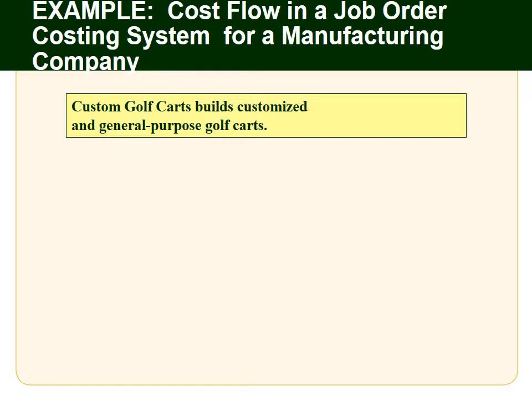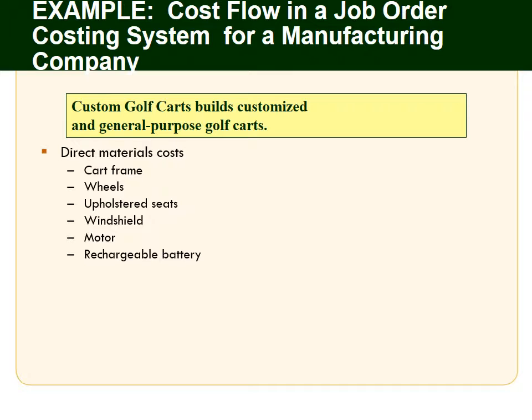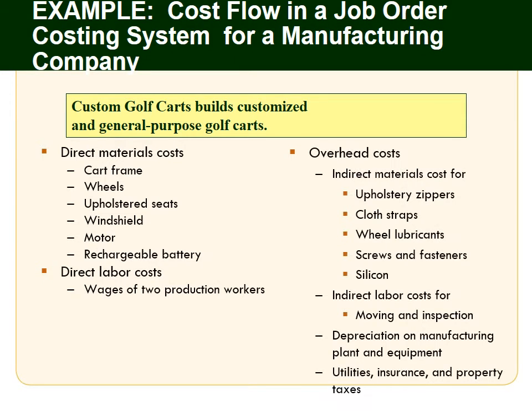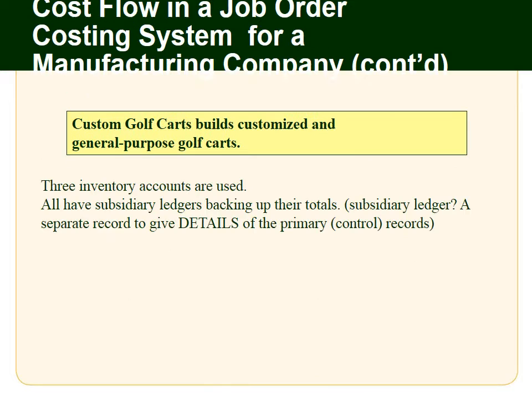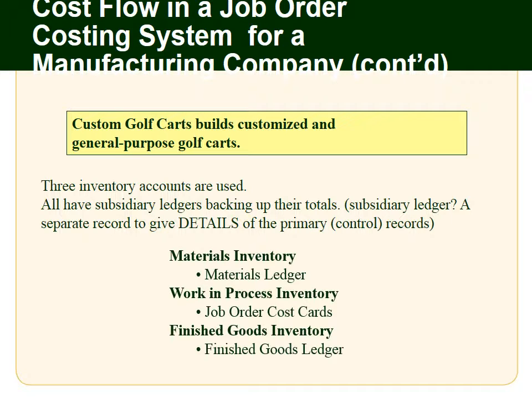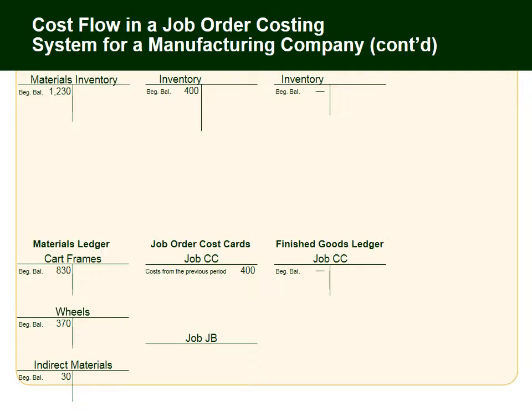So let's look at a quick example with a golf cart company. Here's their materials, labor, and overhead. These are all direct materials costs. These are the wages of 2 employees. All of these are overhead costs, and you should right now be saying, okay, I have to apply these overhead costs to my job using a predetermined overhead rate, because that's what we're going to be studying. Look through this list carefully. They build customized and general purpose golf carts, and we have materials, WIP, and finished goods, just like we've studied already. So let's take a look.